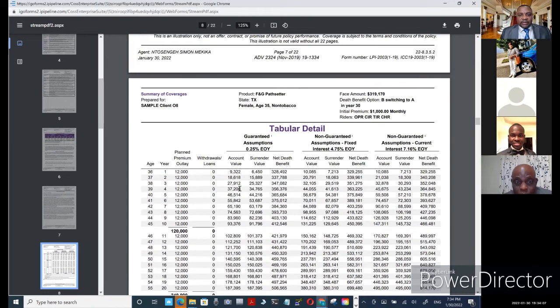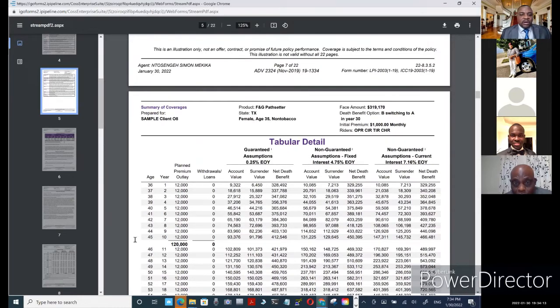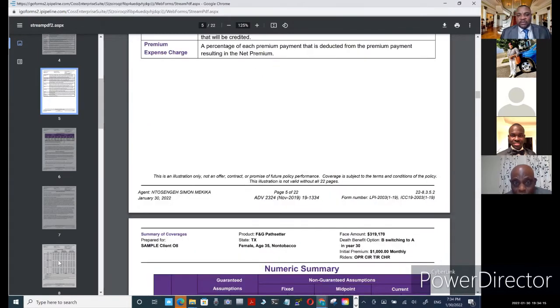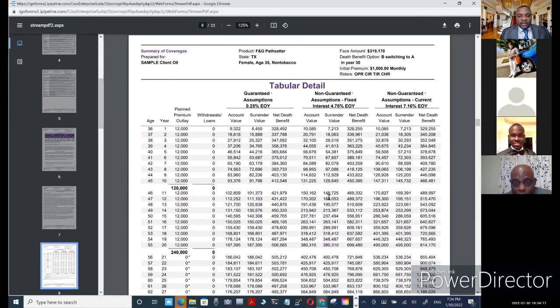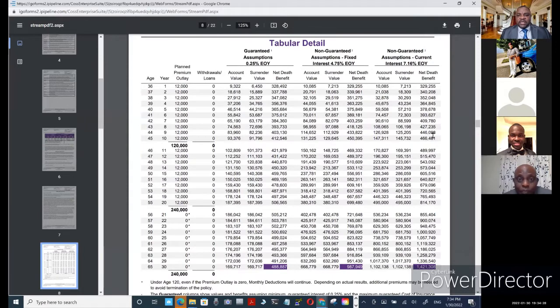If there's any other question, everything will pretty much be in here, so we could go up and down and see whatever the client is asking you. So let's look at the illustration of the policy proper. Most IUL, like I told you, have a floor of 0. F&G Pacetter has a floor of 0.25.